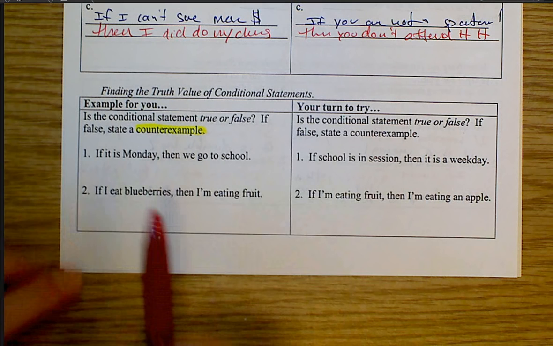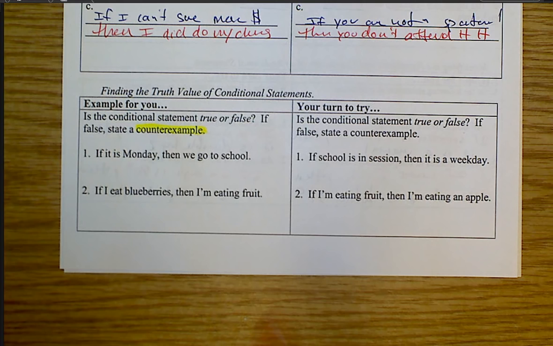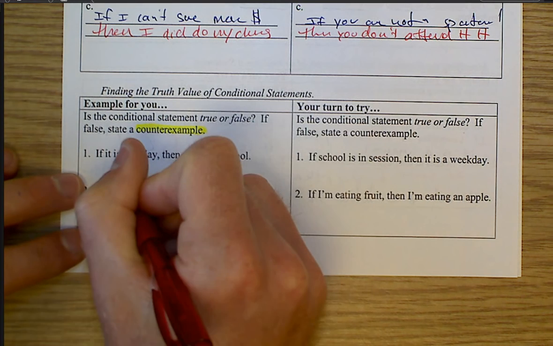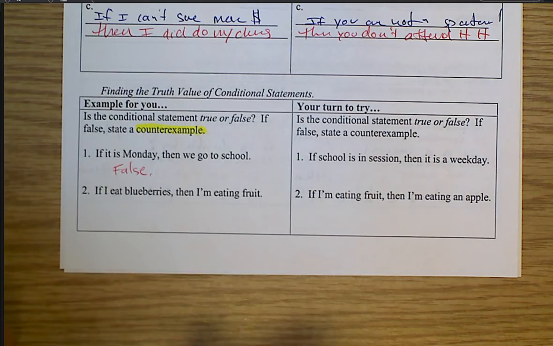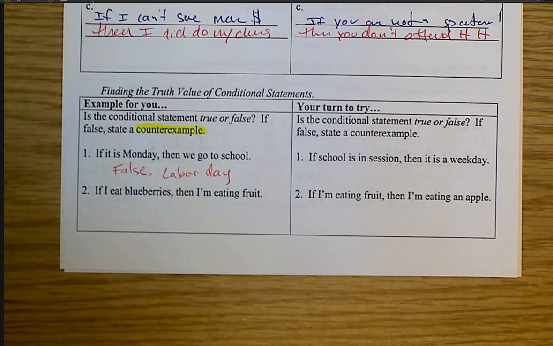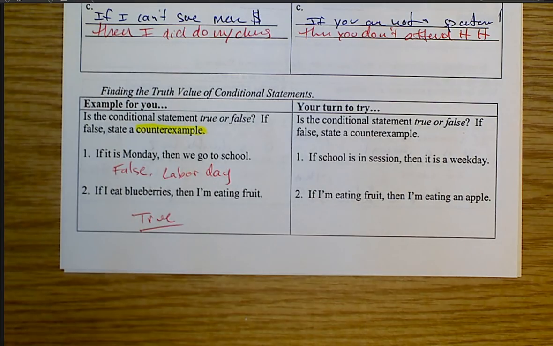It says, is the conditional statement true or false? If false, give me an example. If it is Monday, then we go to school. False. Why? Well, Labor Day is coming up, and Labor Day is on a Monday, and you're not in school. So you could say Labor Day. Number 2, if I eat blueberries, then I'm eating fruit. That is true. I think blueberries are a fruit. If I'm eating blueberries, and blueberries only, then I'm eating a fruit. That is true. Okay? Go ahead and hit pause. Try the ones at the right.